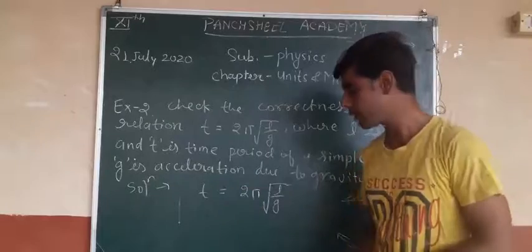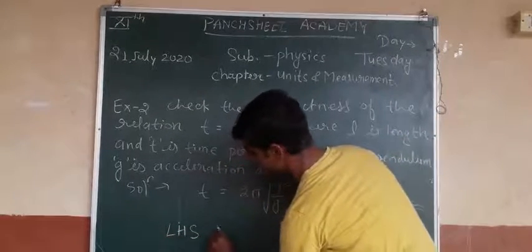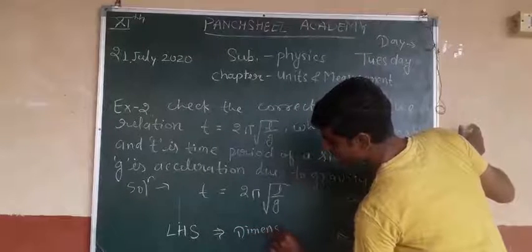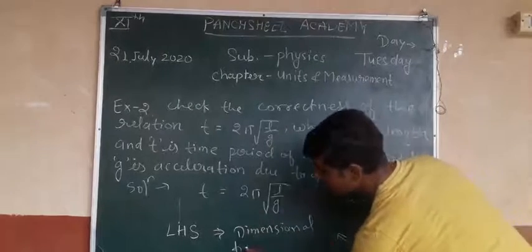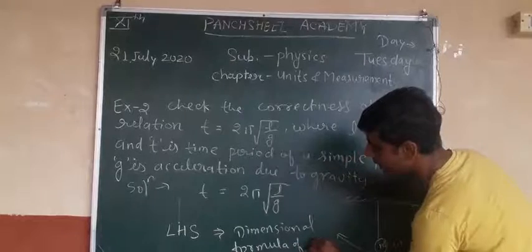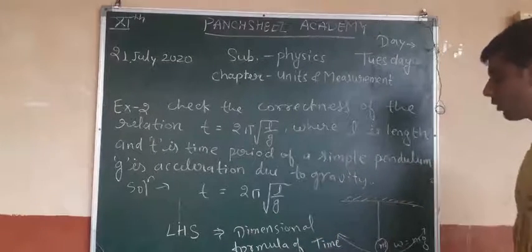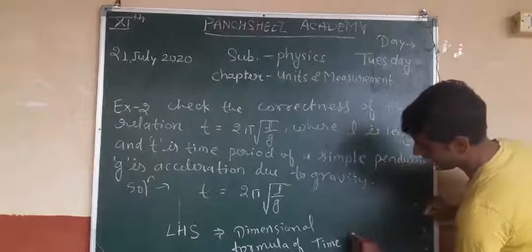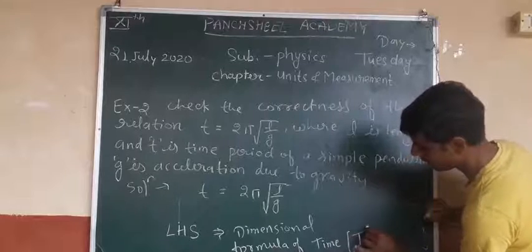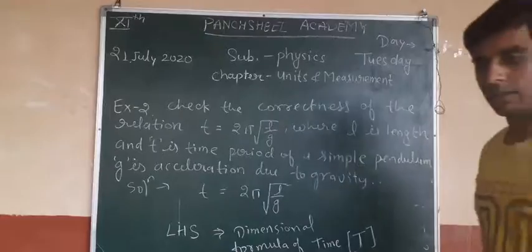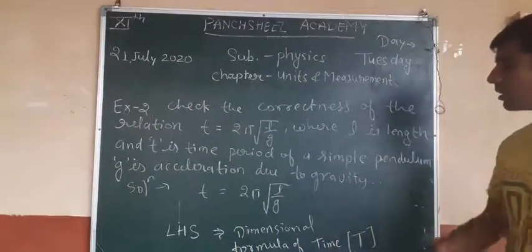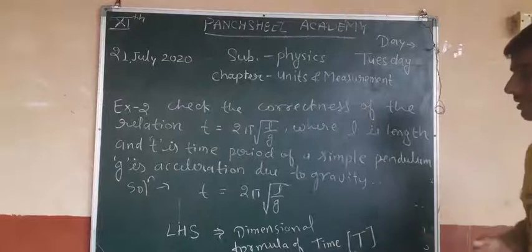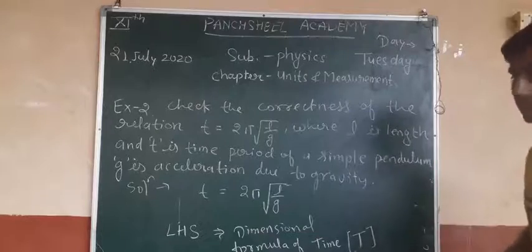First we take the LHS. The dimension formula of time period T, the dimension formula of time, is T. I write here T. Now we write the dimension formula of the quantities on the right hand side, and if LHS equals RHS, then the equation is consistent, or the equation is correct.